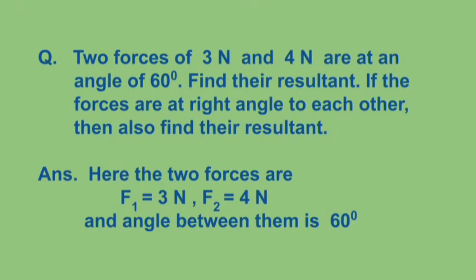Two forces of 3 Newton and 4 Newton are at an angle of 60 degree. Find their resultant. If the forces are at right angle to each other, then also find their resultant. Here the two forces are F1 is equal to 3 Newton, F2 is equal to 4 Newton, and angle between them, theta, is equal to 60 degree.